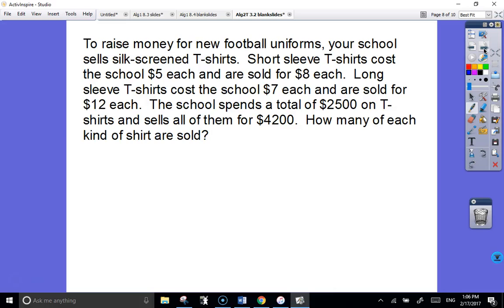So again, how many things did they just ask us for? 2, right? How many of the long sleeve? How many of the short sleeve? So we know we need 2 equations for this. So the first thing we should do is define the variables we're going to use, right? And you could use L for long and S for short. I prefer to just stick with X and Y, right? X can be the number of short sleeves, and Y can be the number of long sleeves.